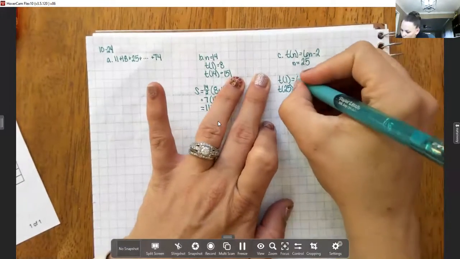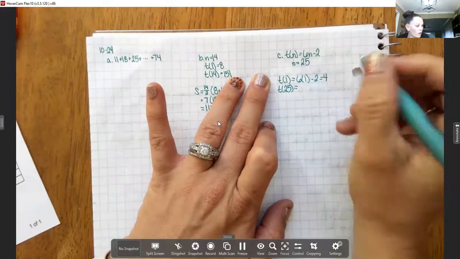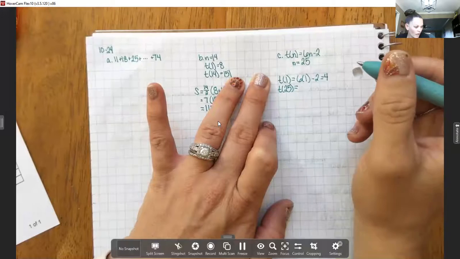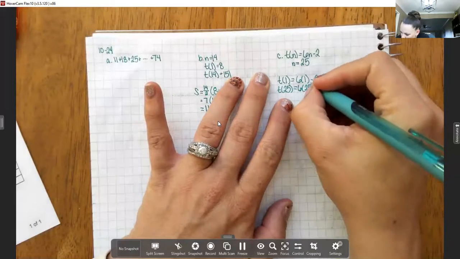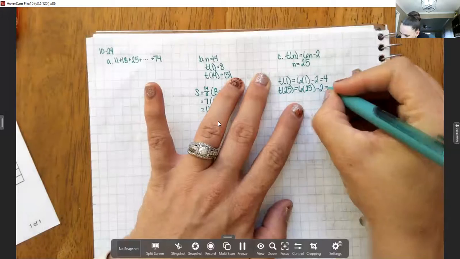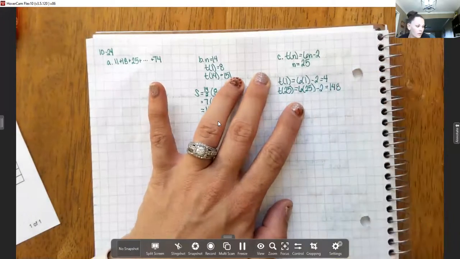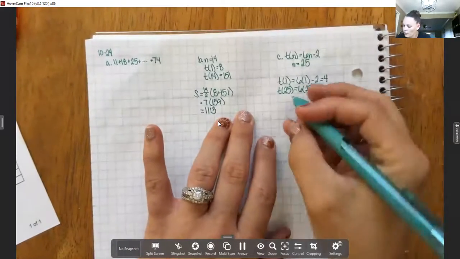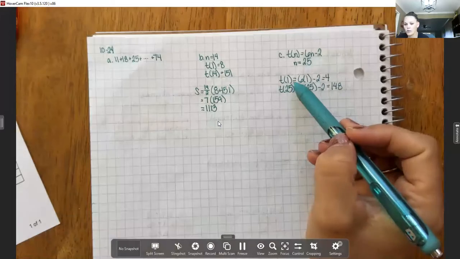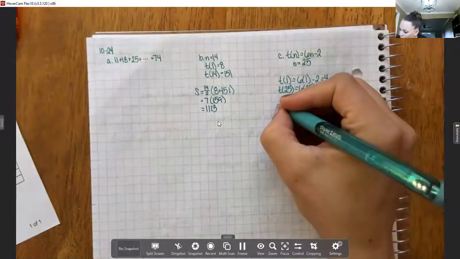T of 1 is going to be 6 times 1 minus 2, which gives us 4. And T of 25 is 6 times 25 minus 2, which is going to be 148. Again, they told us how many terms there were. We needed the first term, so I plugged in 1. We needed the last term, so I plugged in 25.